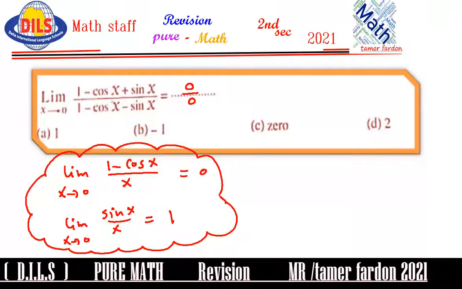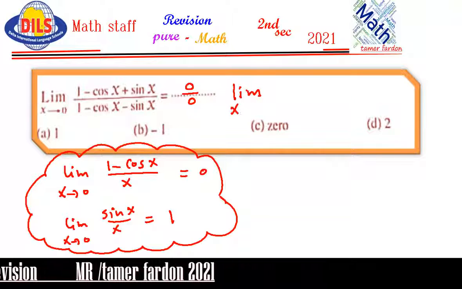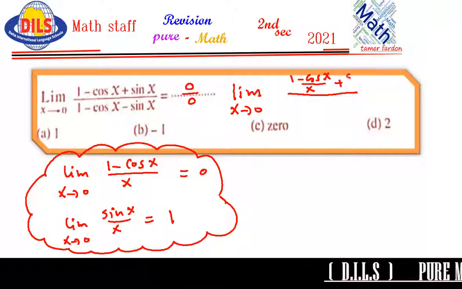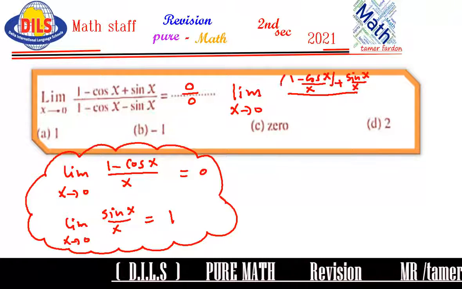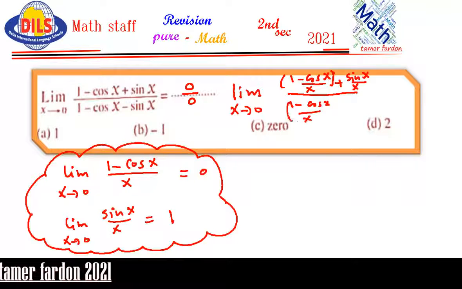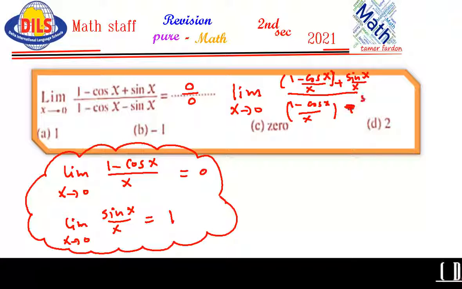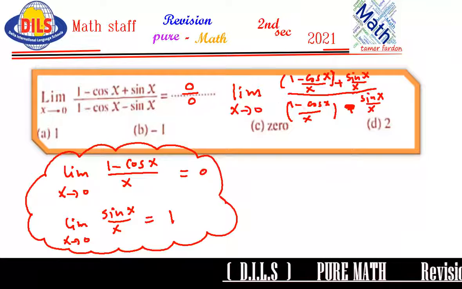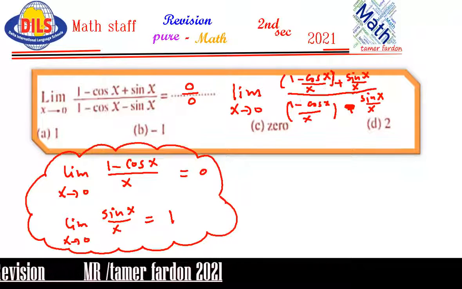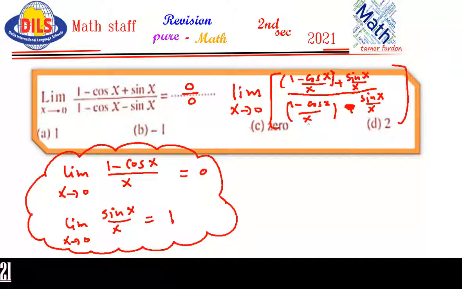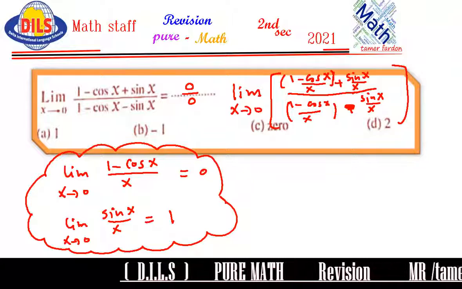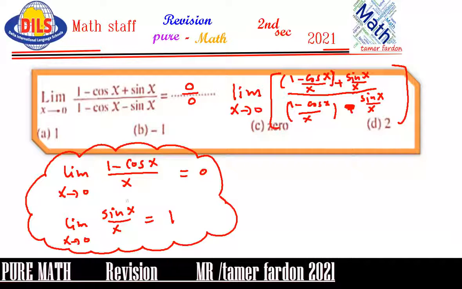If we divide up by x and down by x, we get the limit when x tends to 0 of 1 minus cosine x over x plus sine x over x, over 1 minus cosine x over x minus sine x over x. We take 1 minus cosine x over x to be in the form 1 minus cosine x over x, and sine x alone over x to be in the form sine x over x.